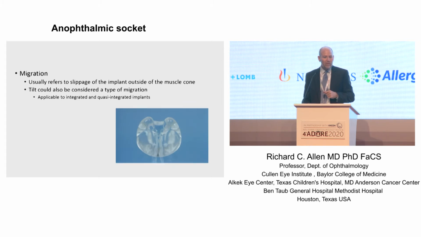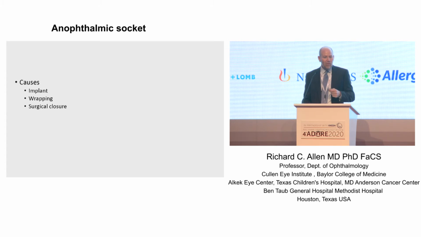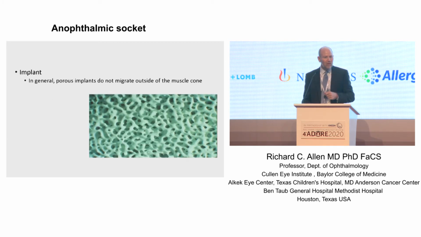Migration usually refers to slippage of the implant outside the muscle cone, but also you can get tilt, especially if you use a quasi-integrated or integrated implant. What are the causes? Again, implant, wrapping, surgical closure. I think it's relatively uncommon for a porous implant to migrate in the socket.